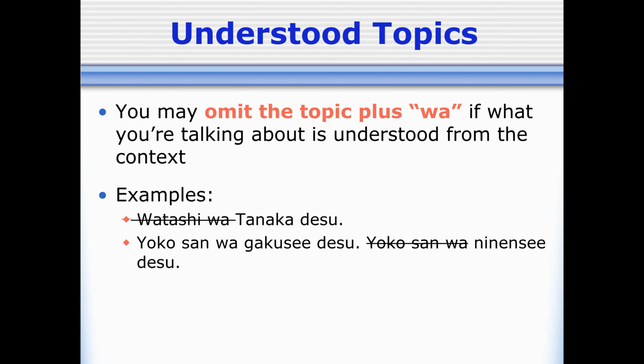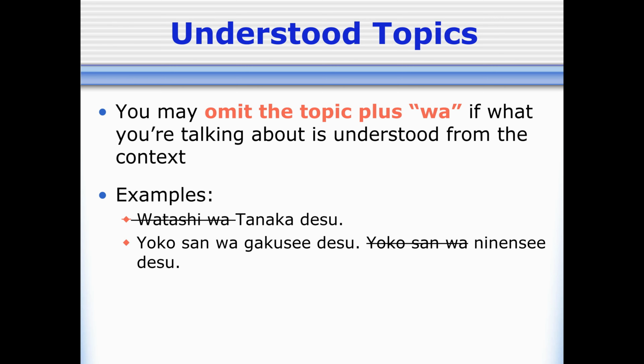So we can say 私は watashi wa Tanaka desu. It's not wrong, but we can also just indicate ourselves and say Tanaka desu. Same, we can say Yoko-san wa gakusei desu. 2年生です. We don't have to repeat Yoko-san, Yoko-san, Yoko-san every single time. It's not actually wrong if you do repeat it, but it does sound very foreign and not like what a Japanese person would say. We can bring back the wa when we change the topic.